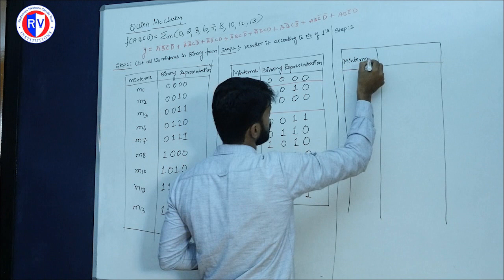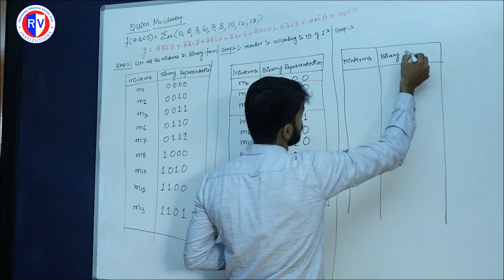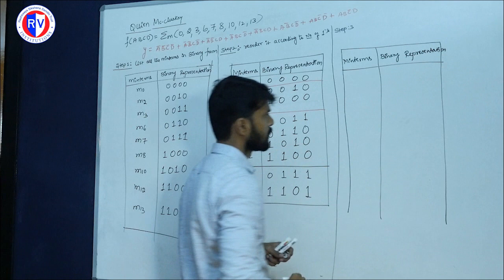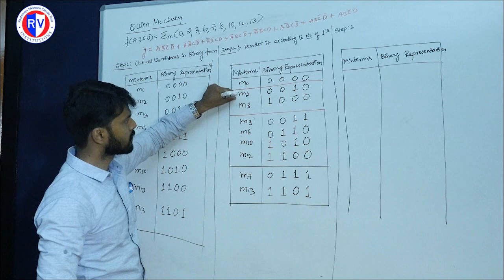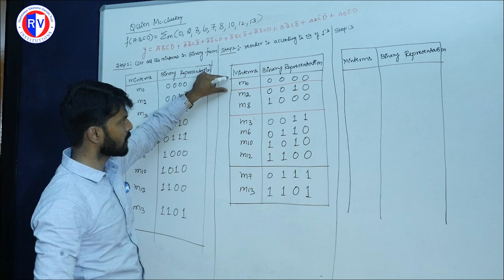Mean terms, binary representation. See here what we need to do. We need to compare this term with this term and this term. What I am to tell is, this is the segment. This segment, each and every term has to be compared with next segment, each and every term.